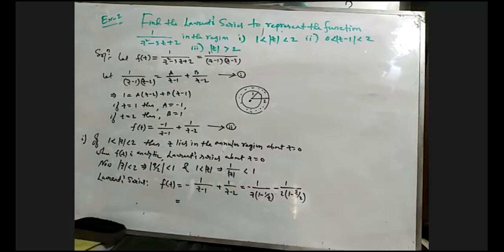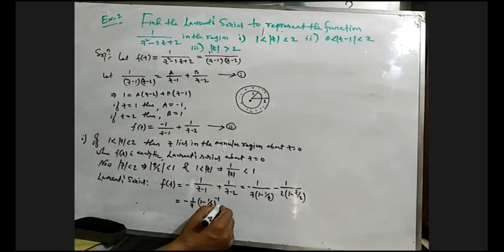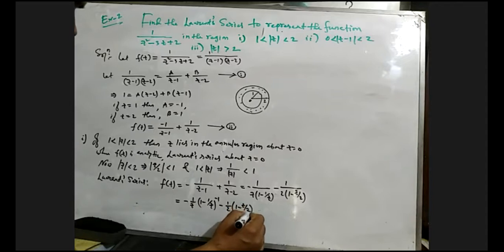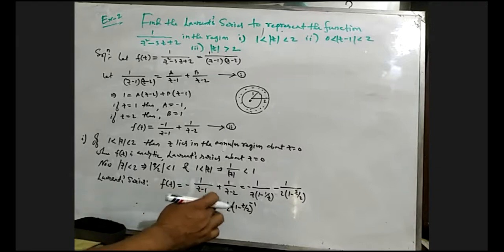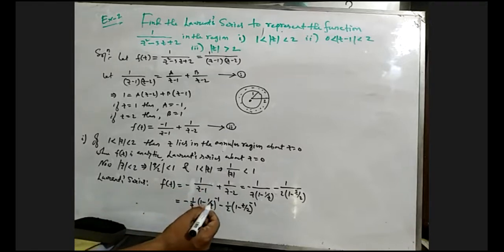So this can be written as minus 1 by z, (1 minus 1 by z) to the power minus 1, minus half (1 minus z by 2) to the power minus 1. That means a power of the form (1 minus a) to the power minus 1, similarly (1 minus b) to the power minus 1. It looks like that.